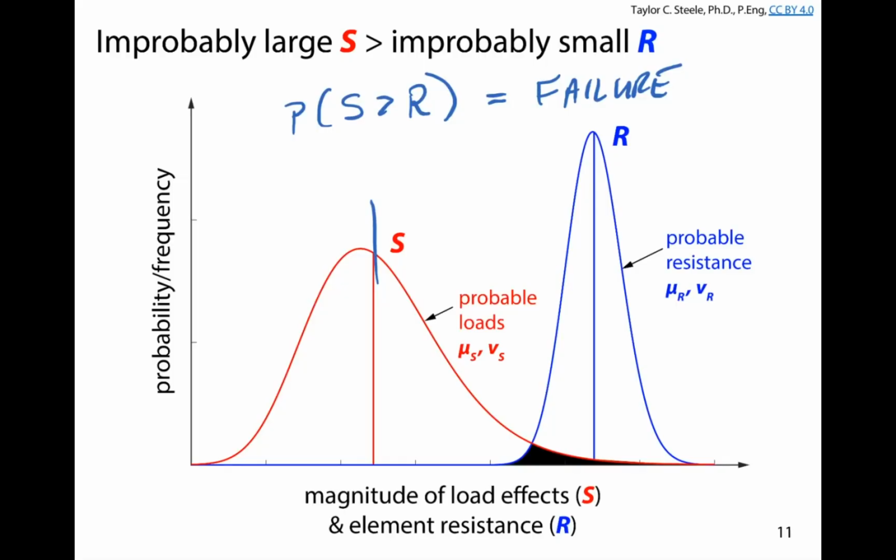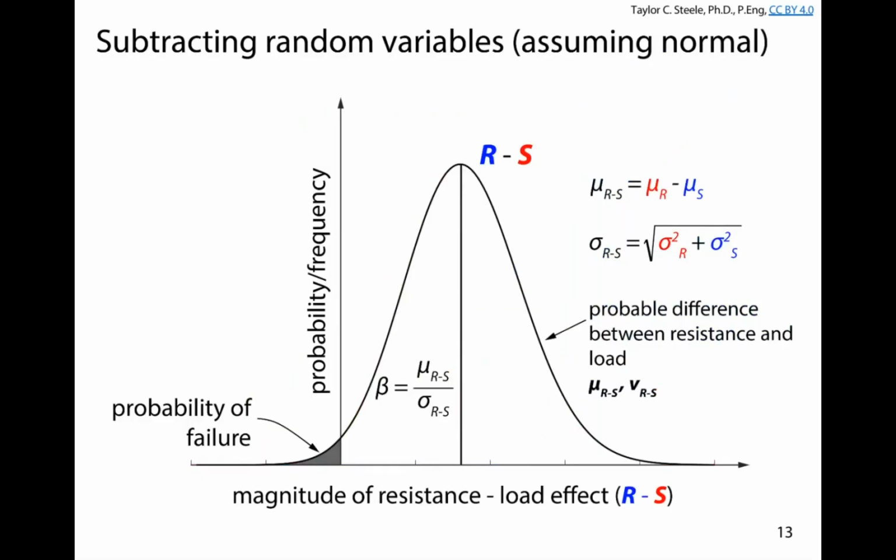Basically, to figure out what this probability is, we're going to take the distribution here, R, and we're going to subtract S. What that's going to do is give us a new curve where the mean is going to be the mean of R minus the mean of S, and the standard deviation is going to be the square root of the sum of the standard deviations squared. That's how you subtract a random variable from another one.